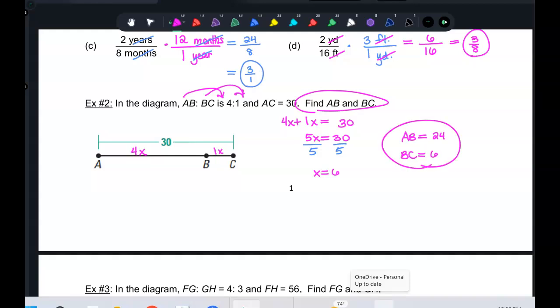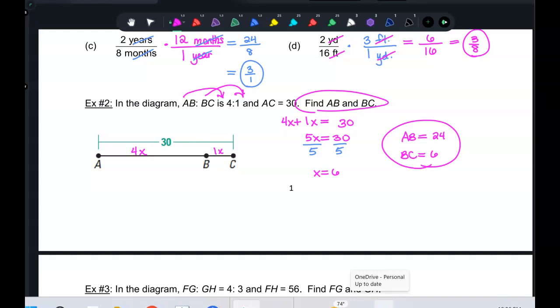And then just double check. Do these two add up to 30? Check. If I did the ratio of 24/6, would that be the same ratio as 4:1? Check. So you can also double check to make sure everything works out.